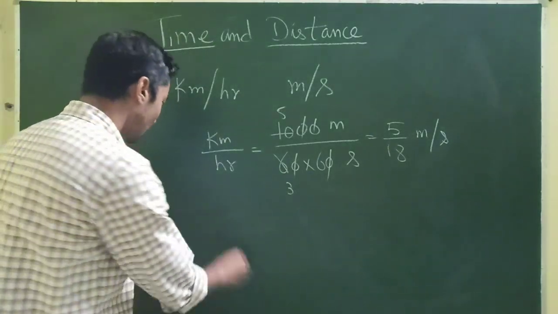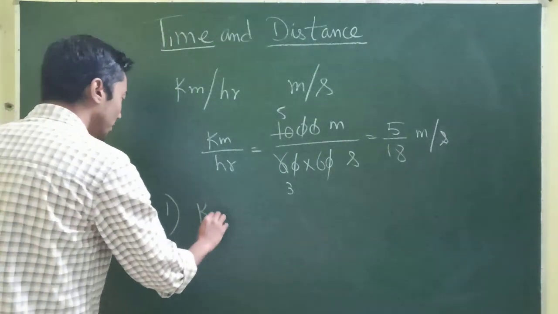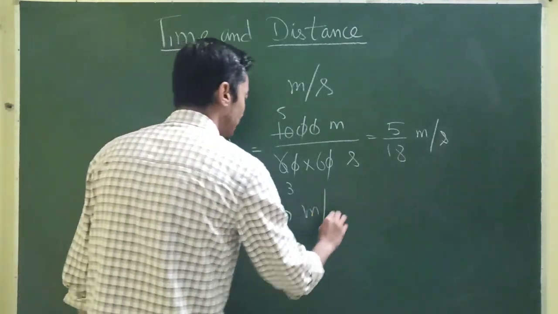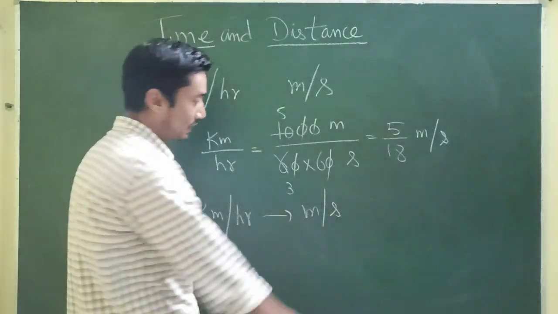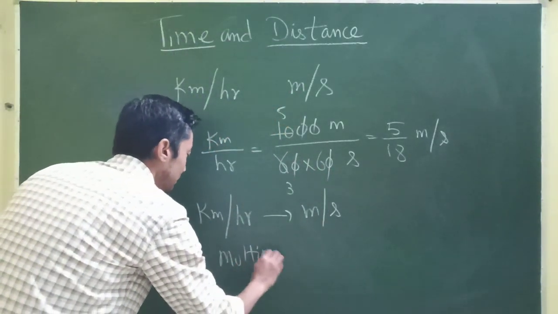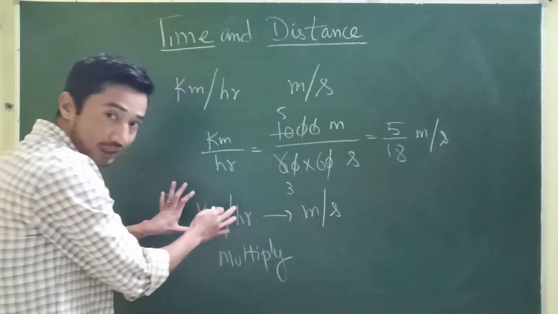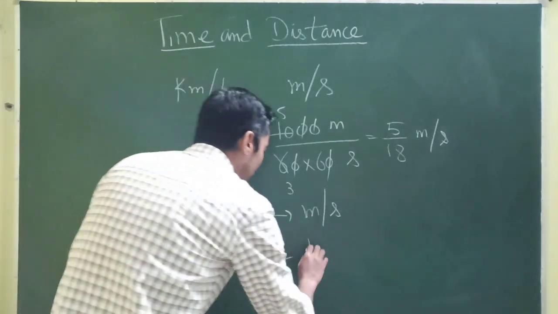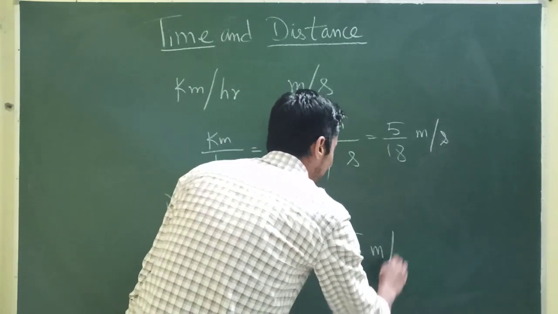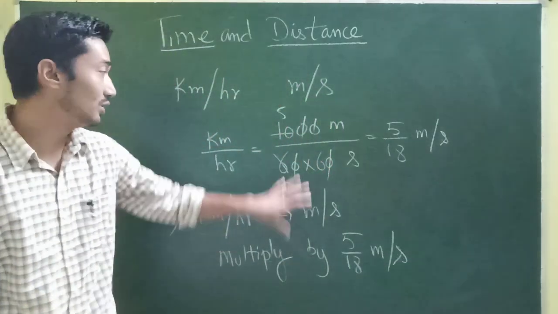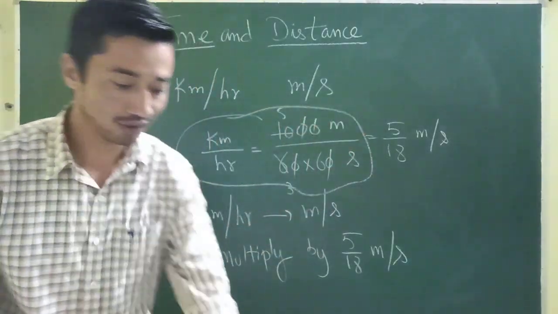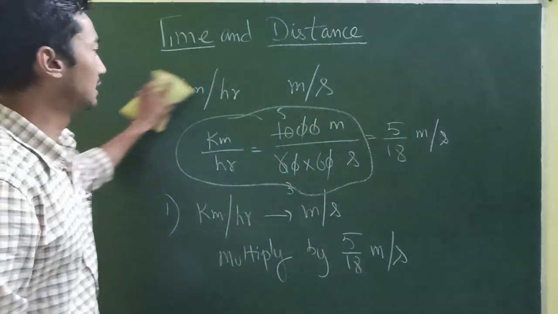Next time, what you can do is, if you want to change from kilometers per hour to meters per second, trust me, all you have to do is multiply that unit, which is in kilometers per hour, by simply 5 by 18 to get meters per second. No need to do all these calculations, so you can save time. All you have to do is just multiply.